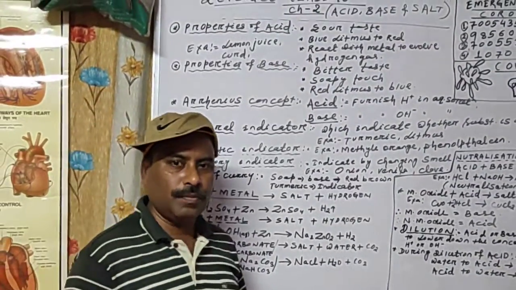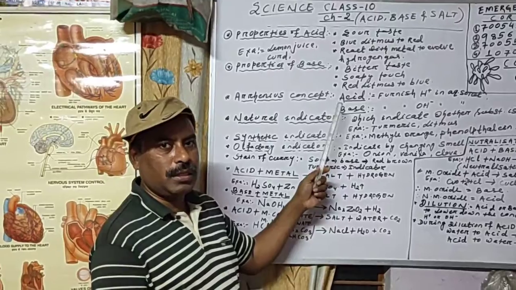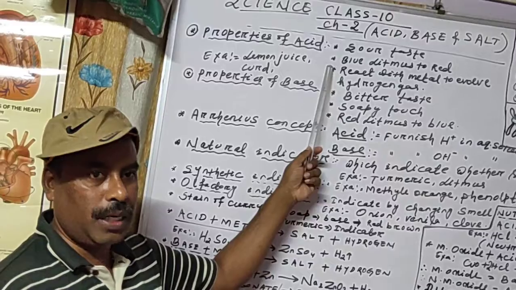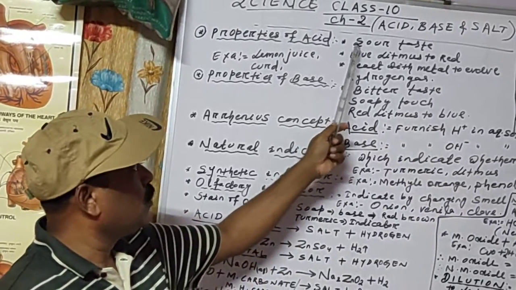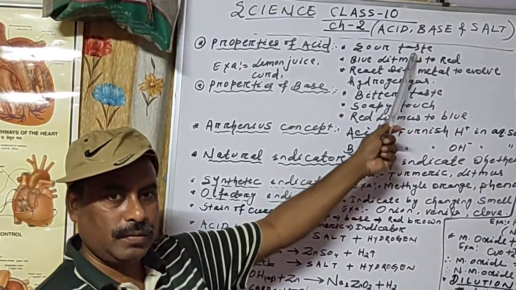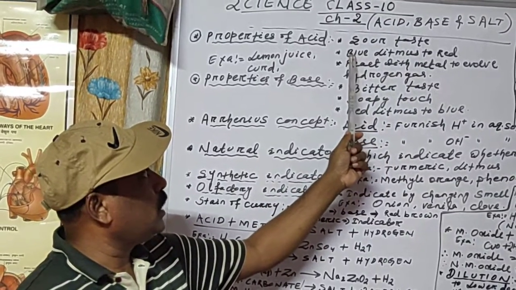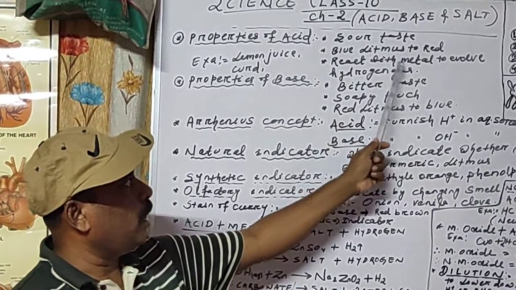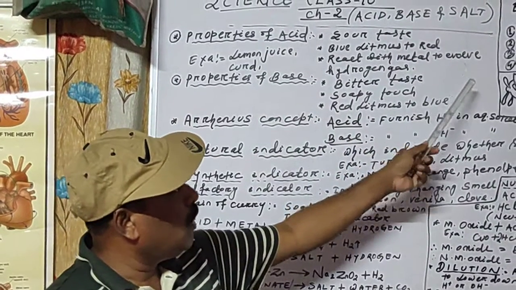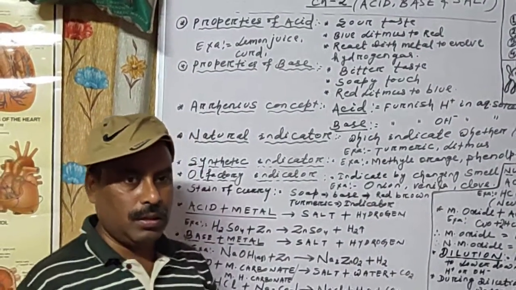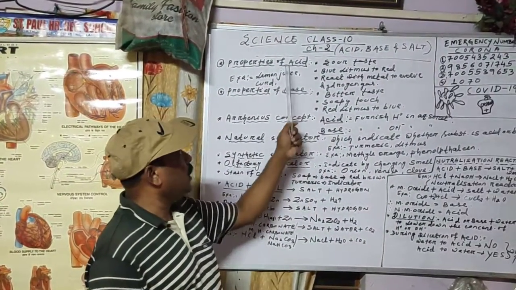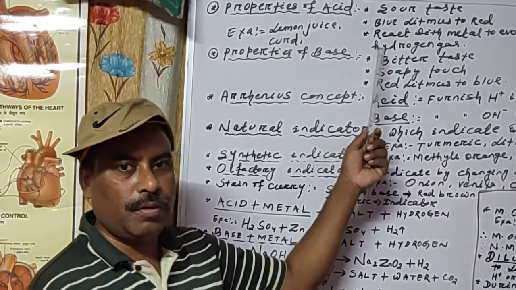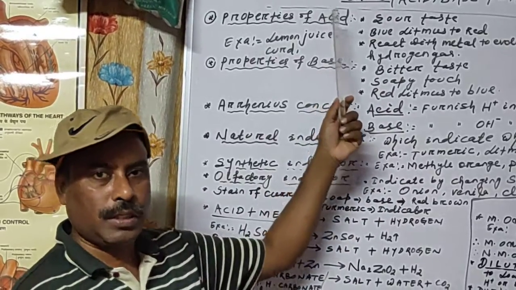What do we mean by acid? Acids are those substances which generally show these characteristics, as a traditional point of view. So acid shows a sour taste, it changes blue litmus paper to red, and it reacts with metal to evolve hydrogen gas. So such types of substances are known as acid. For example, curd, lemon juice, HCl hydrochloric acid, sulfuric acid, these are known as acid category substances.